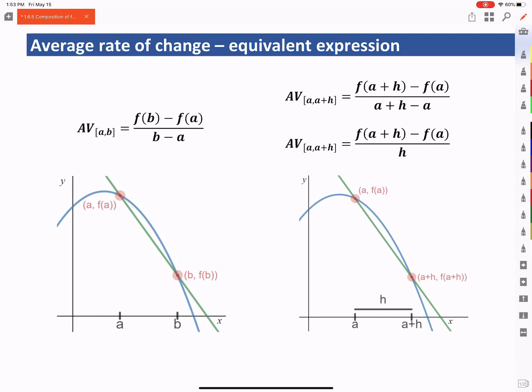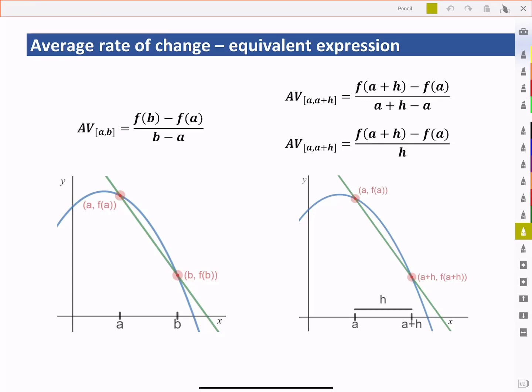We are familiar with the formula for the average rate of change of f on the interval a, b being equal to f of b minus f of a all over b minus a. With our new change in perspective, namely thinking of b as a plus h, we can now consider the equivalent expression, the average rate of change on the interval a to a plus h equals f of a plus h minus f of a all over a plus h minus a.